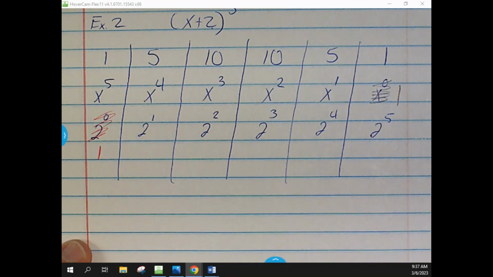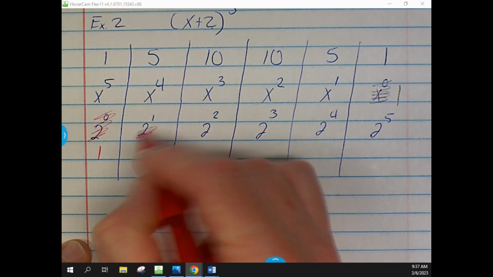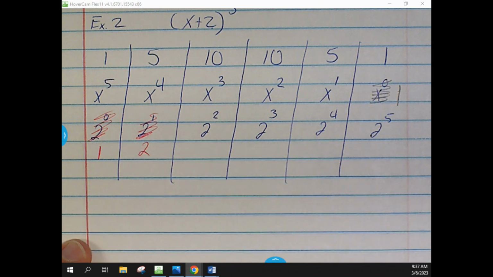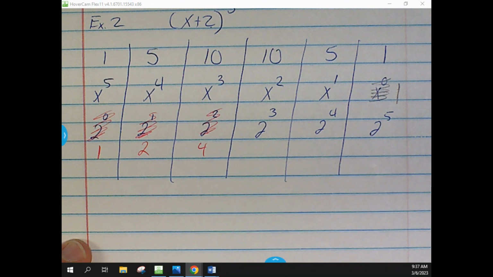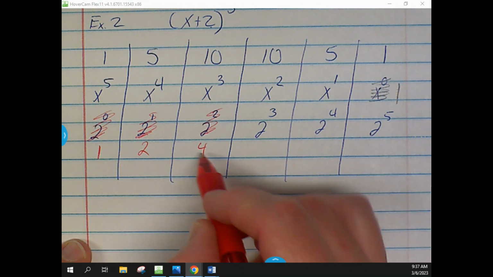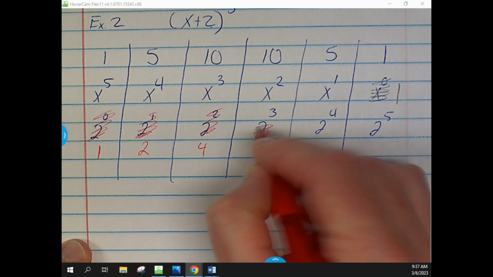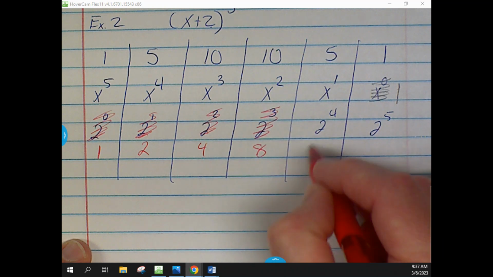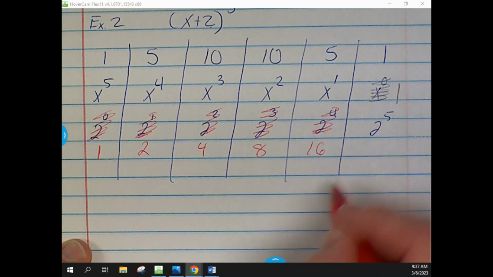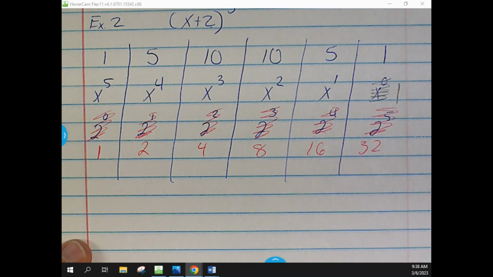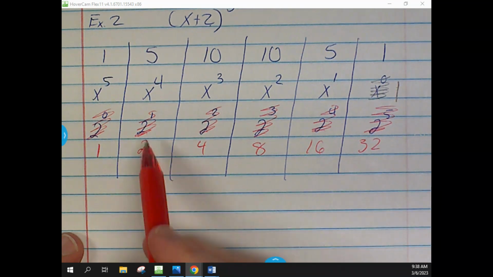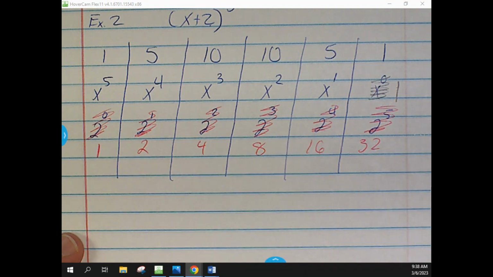What's 2 to the first power? 2. So scratch that out. 2 squared is 4. And here's where the math gets easy. To get the next number, you just keep multiplying by 2, right? 4 times 2 is 8. 8 times 2 is 16. 16 times 2 is 32. There we go. We make the math easy: once you know what the base is, the first one's going to be 1, then you just keep multiplying by that base number until you count it up.